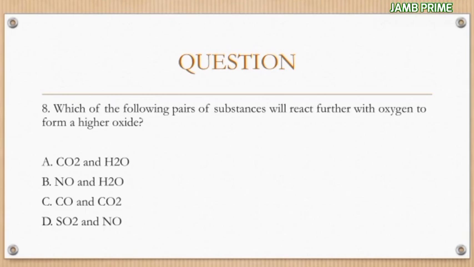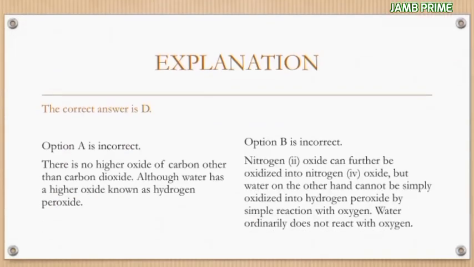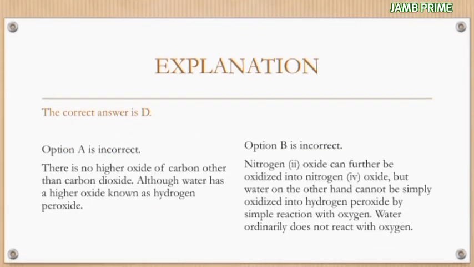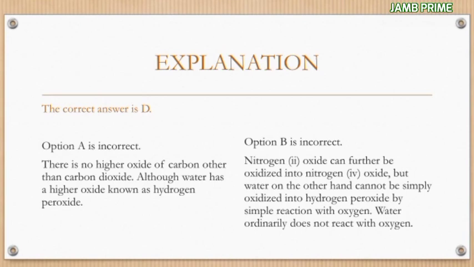So let's see number 2, which is NO and H2O. So B is actually incorrect too. What makes B incorrect? NO, nitrogen(II) oxide, can further be oxidized into nitrogen(IV) oxide, NO2, but water on the other hand cannot be simply oxidized into a higher peroxide by simple reaction with oxygen.